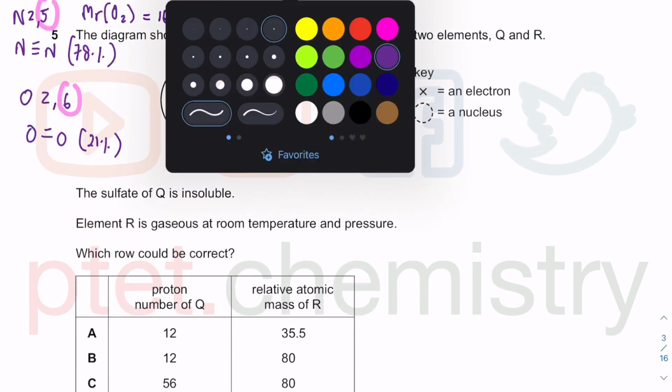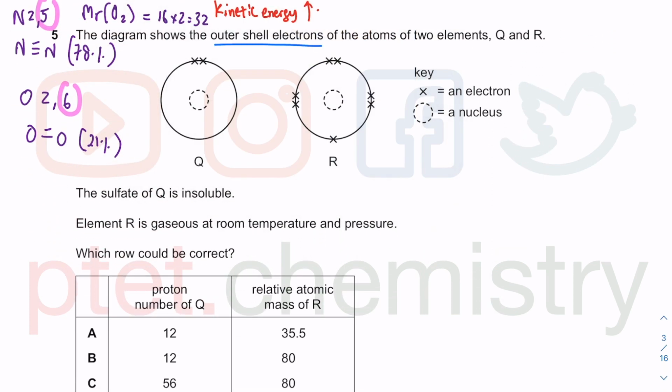Question number 5. We have this diagram that shows the outer shell electrons. How many electrons you have in the outer shell will tell you your group number. So here we see these are 1, 2, 3, 4, 5, 6, 7. So there are 7 outer shell electrons. Therefore, we are looking at group 7, so VII, Roman numerals stated in the periodic table.